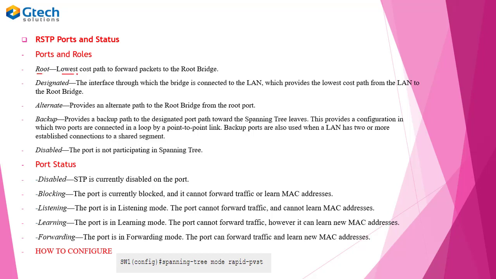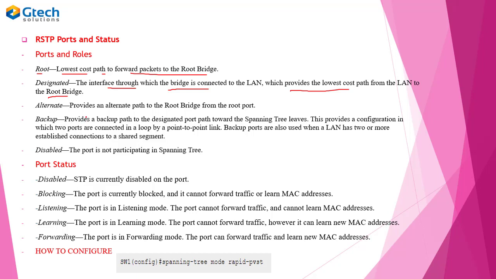The port with the lowest cost path to forward packets to the root bridge, right? Then the designated port: the interface through which the bridge is connected to the LAN, which provides the lowest cost path from the LAN to the root bridge. The same, we have discussed this, guys.